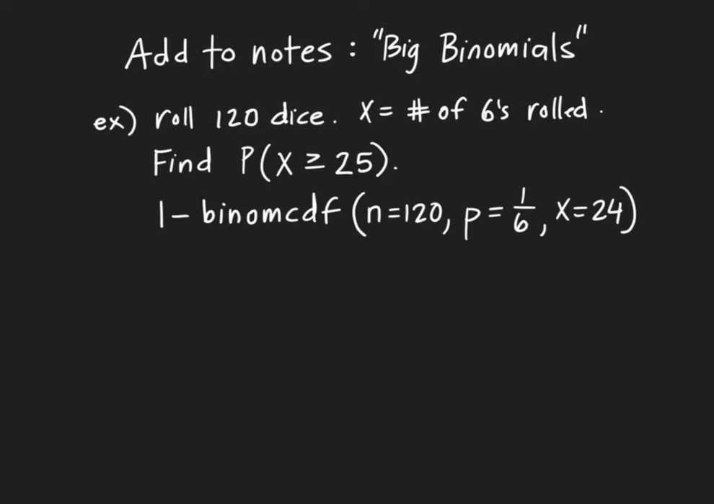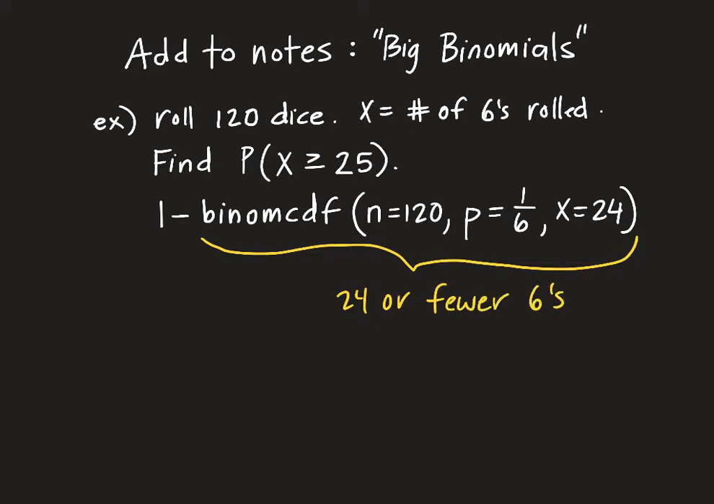Binomial CDF with 120, 1/6, and 24. This is 24 or fewer sixes, and if you do 1 minus that, you get 25 or greater. So if I type that in my calculator, 1 minus, remember, we're working with normal CDF, which is up at the top of that menu. Binomial CDF is down toward the bottom of that menu. 120, 1/6.